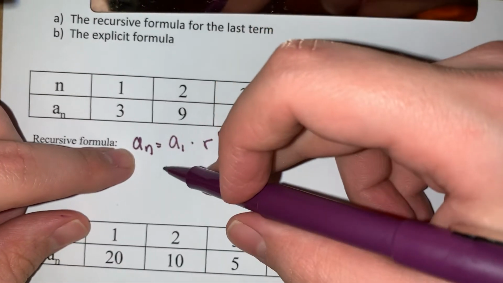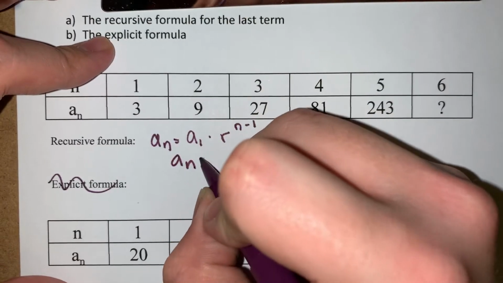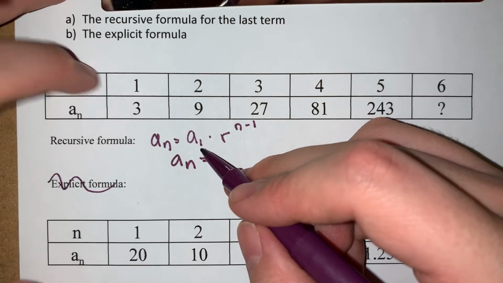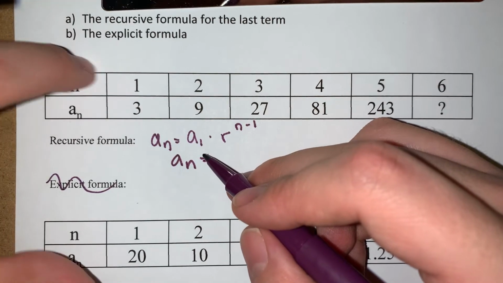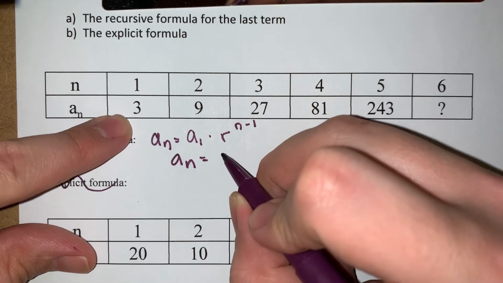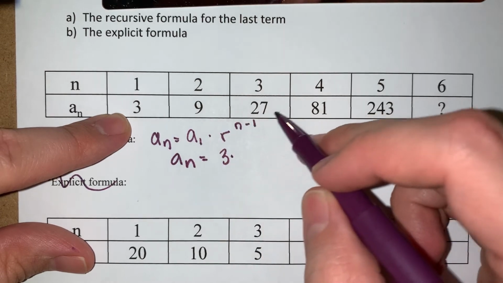So a sub n, I'm going to leave that alone for now, because I'm just trying to write a general rule. A sub 1 is the first term. So again, I don't care about n here. I only care about a sub n. So my first term is 3 here, 3 times the ratio that it's changing by.